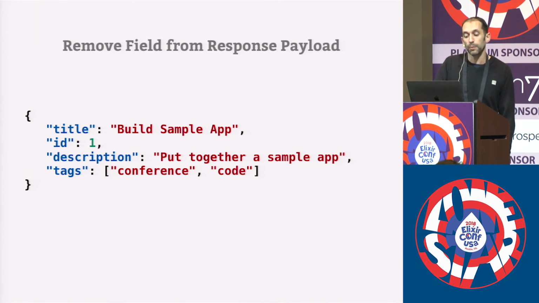Let's say we want to remove a field from the response. So our response has a title, ID, and a description. And we want to get rid of the tags field. We could remove it from the newer versions and continue to return it in the older versions. That would work fine.